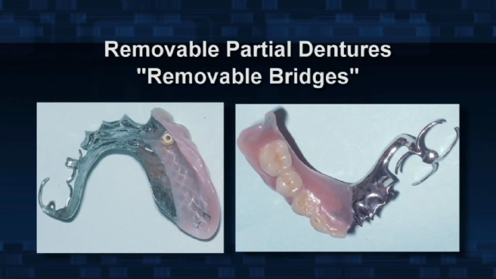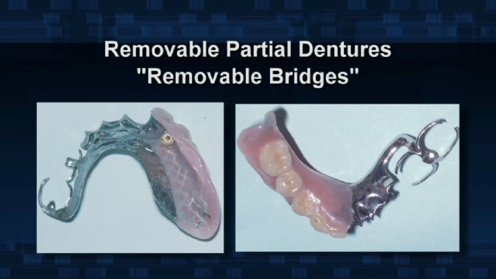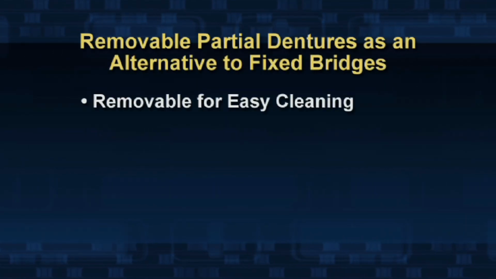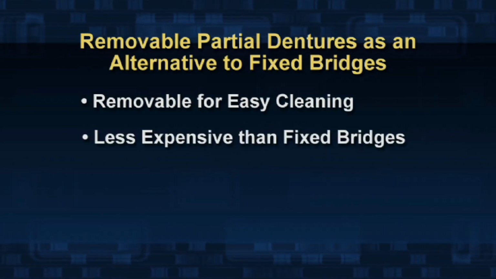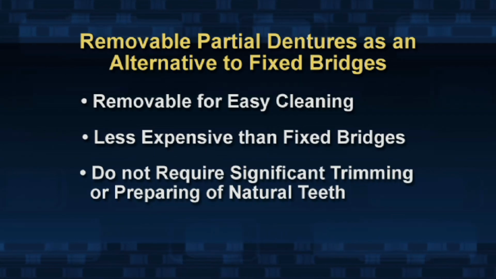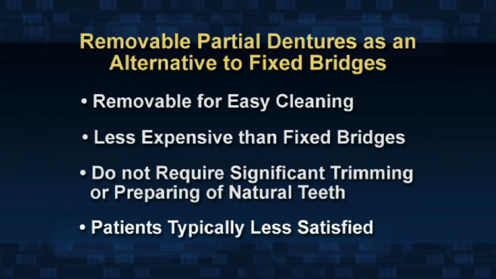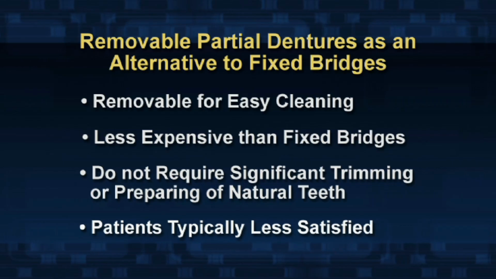Removable bridges or removable partial dentures are an alternative for fixed bridges. These appliances come in and out of the mouth for cleaning several times every day. They're usually less expensive than fixed bridges. They do not require significant trimming or preparing of the surfaces of the natural teeth. Usually patients are not as satisfied with removable dentures as they are with fixed bridges.